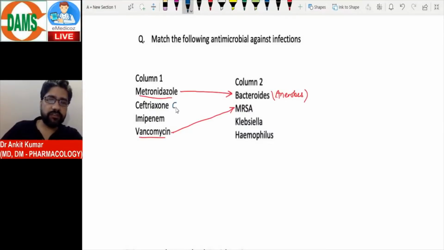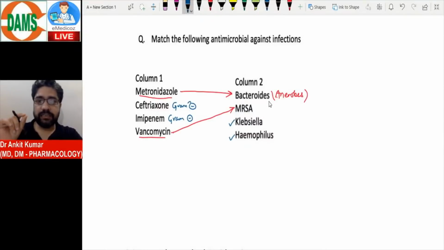Remember, ceftriaxone and imipenem are both given for gram-negative bacteria. Klebsiella is also a gram-negative bacteria. Haemophilus is also a gram-negative bacteria. Now, which agent to choose? Remember, if a bacteria is resistant, then we use imipenem. If a bacteria is not producing any resistance factor, then we use ceftriaxone.